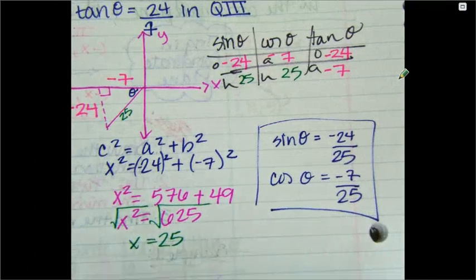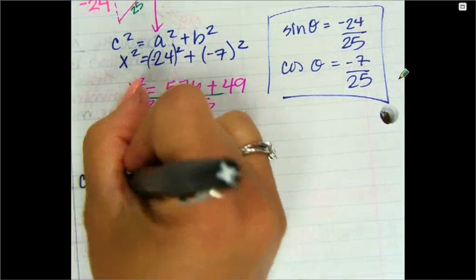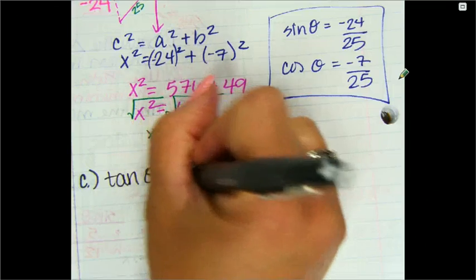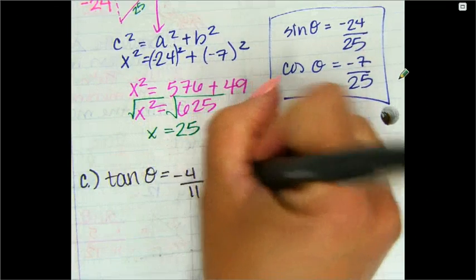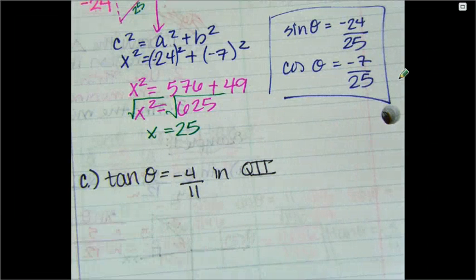You see how I'm just adding to what I did the other day? Okay. Example C says tangent of theta is negative 4 over 11 in quadrant 2. Draw the picture. Tangent theta is negative 4 over 11 in quadrant 2.